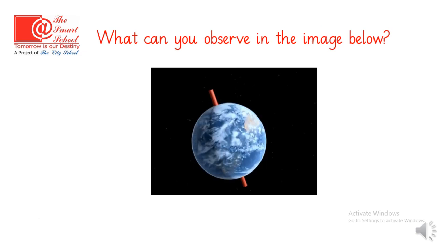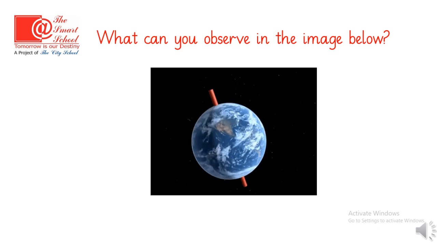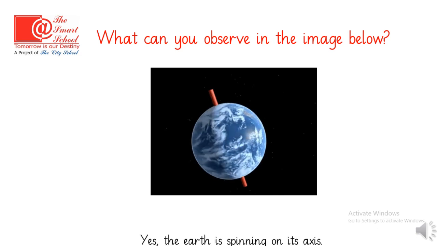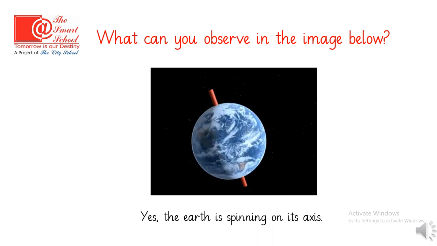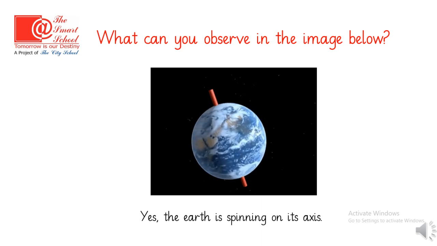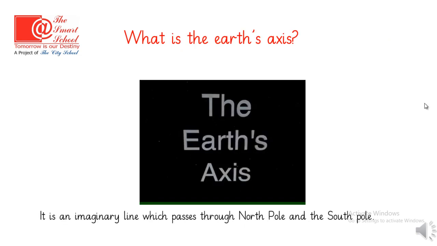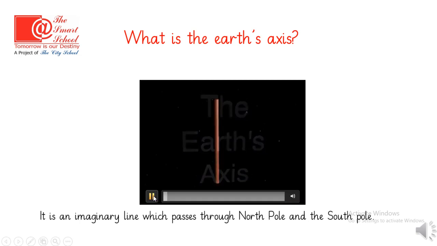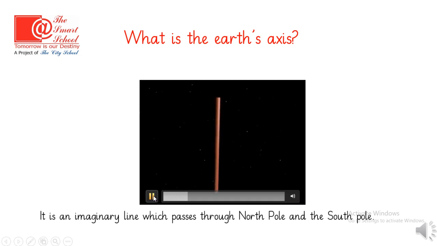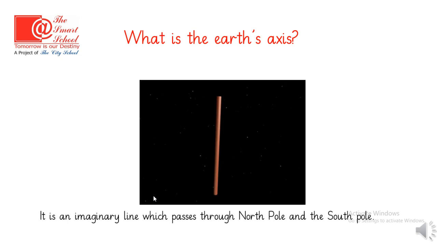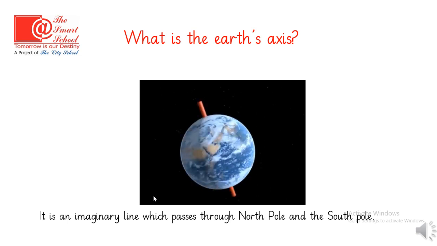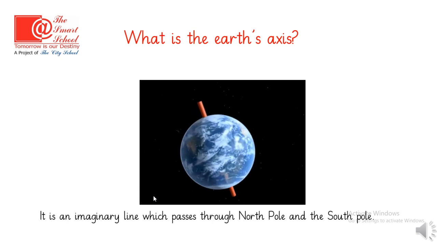What can you observe in the image below? Yes, the Earth is spinning on its axis. What is the Earth's axis? The Earth rotates on an axis. The axis is tilted at an angle of 23.5 degrees. The Earth rotates around its axis once a day.